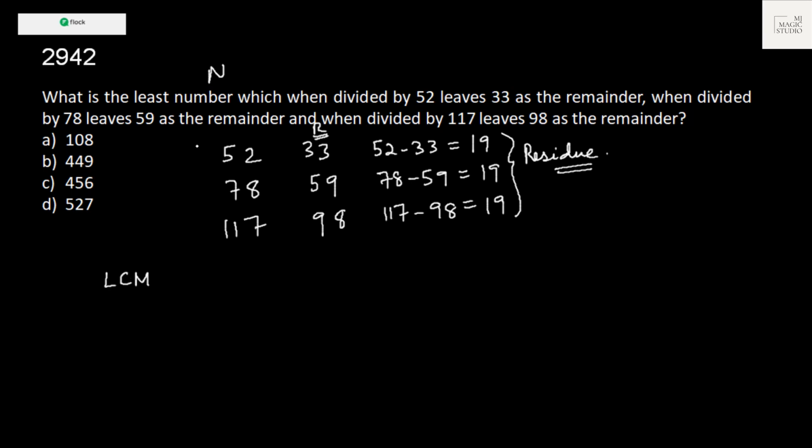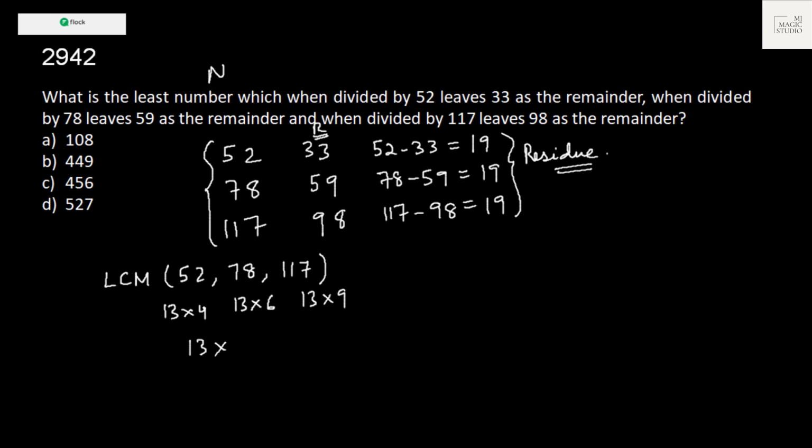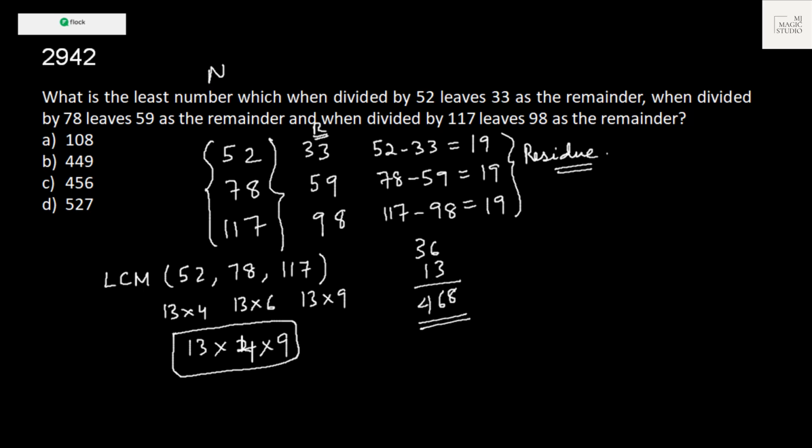First we will find the LCM of the 3 divisors. LCM of 52, 78 and 117. 52 is 13 into 4, this is 13 into 6, this is 13 into 9. So LCM is 13 into 2 into 2 into 9, or we can say 13 into 4 into 9. So the smallest number which is divisible by these 3 numbers is 13 into 4 into 9, that is 36 into 13, which is 468. 468 is the smallest number which is divisible by these 3.